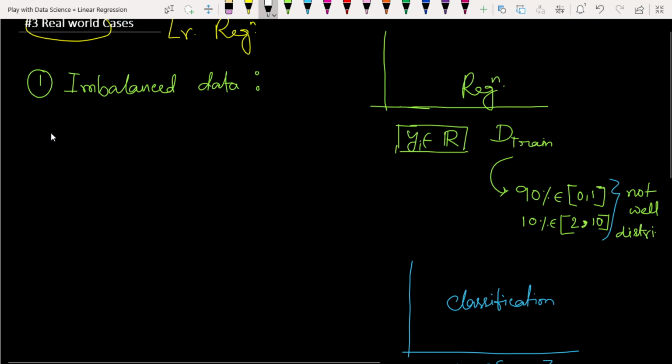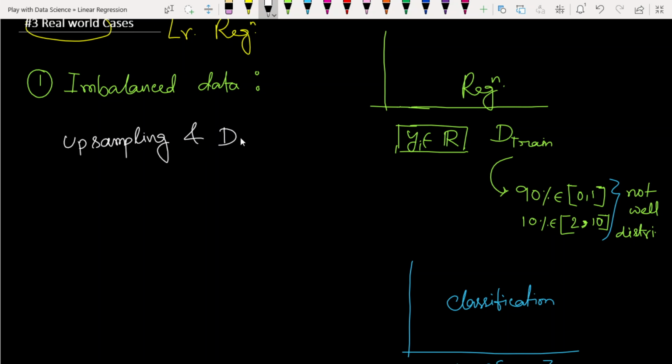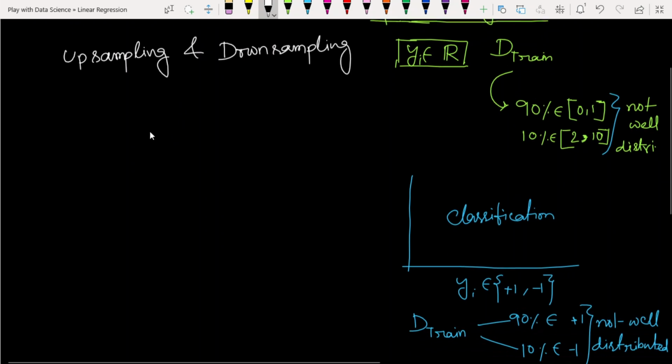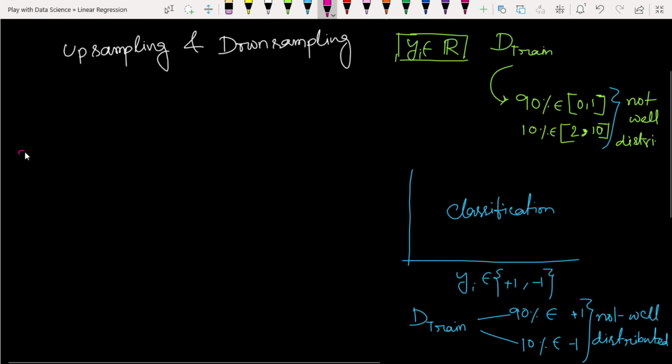To handle this kind of imbalanced data, just as in KNN, naive Bayes, and logistic regression, here also we are using upsampling and downsampling techniques. We use upsampling and downsampling as per our requirement. Okay, to handle this, now come to the next concept, that is feature importance.